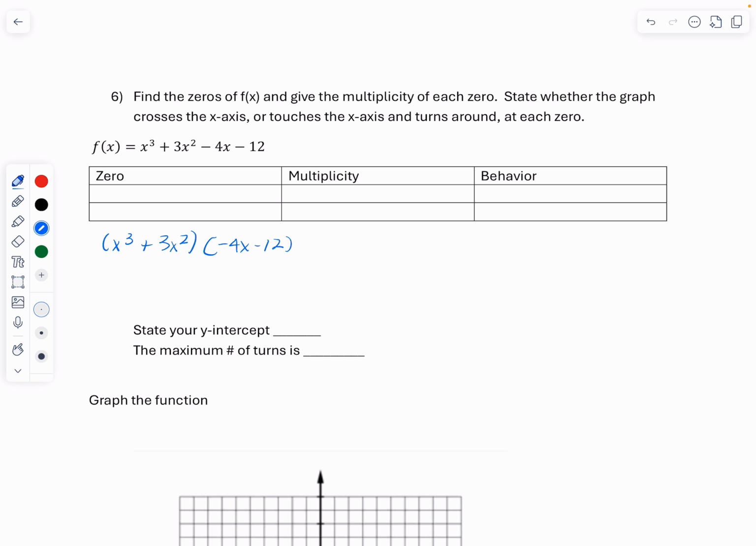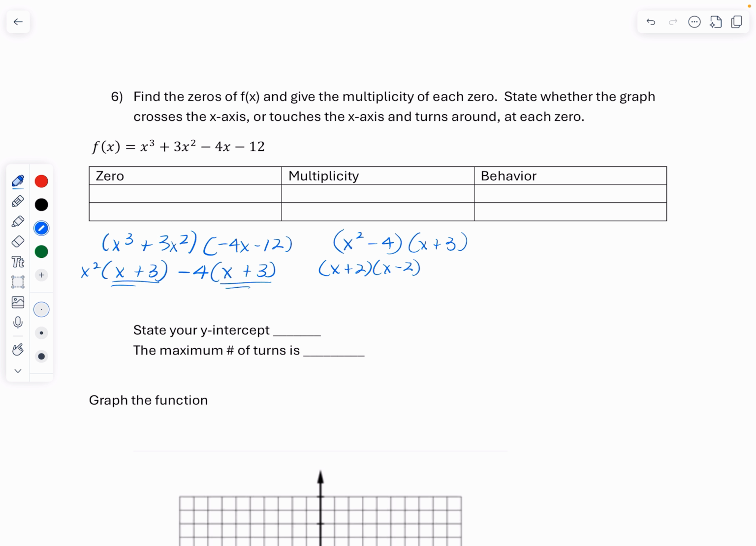The GCF of x cubed plus 3x squared is x squared, and I get x plus 3 here. And I can factor out a negative 4 out of negative 4x minus 12. When I do that, I'm left with x plus 3 again. This is good because now I have x squared minus 4 times x plus 3. Now, x squared minus 4 breaks up into x plus 2, x minus 2.